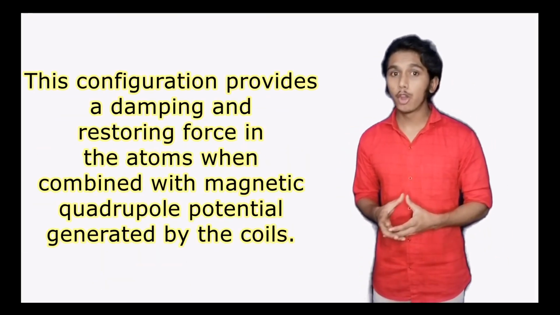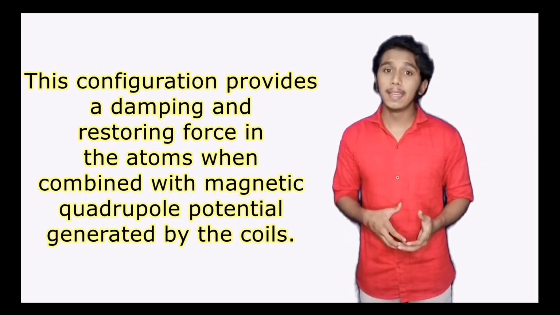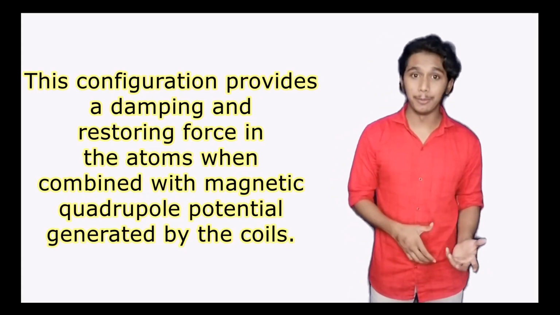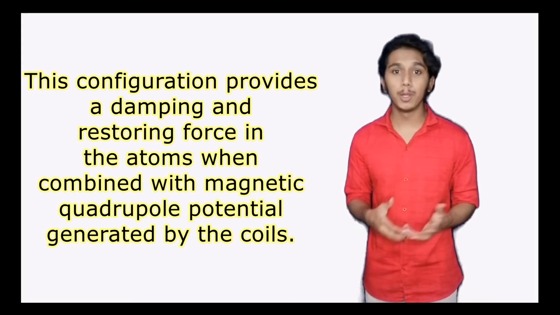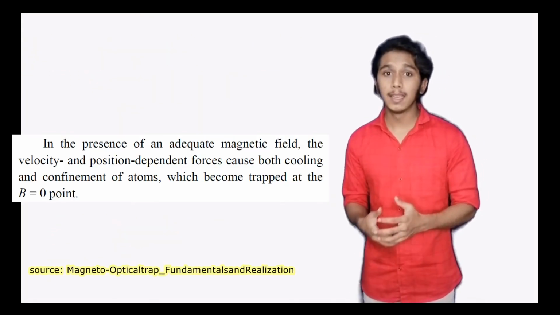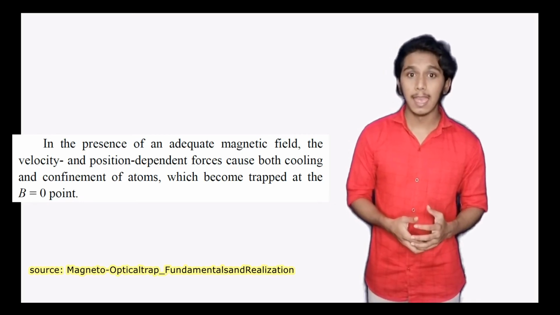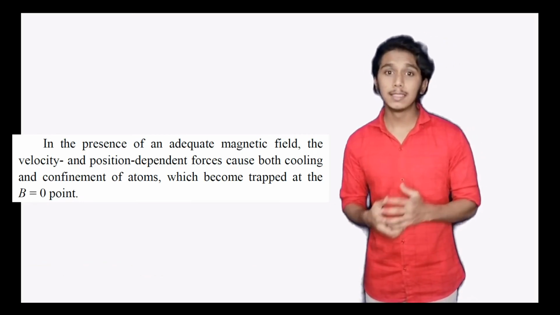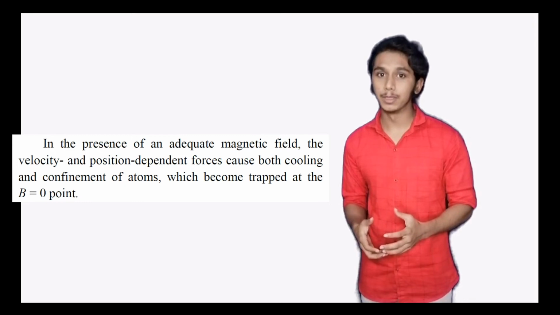To conclude this, the configuration of lasers provides the damping and restoring force on the atom when combined with the magnetic quadrupole potential produced by the coils. In adequate magnetic fields, the position-dependent forces and the velocity-dependent forces cause the confinement and trapping of the atoms. And the magnetic field is equal to 0 at the point where the atoms get trapped.